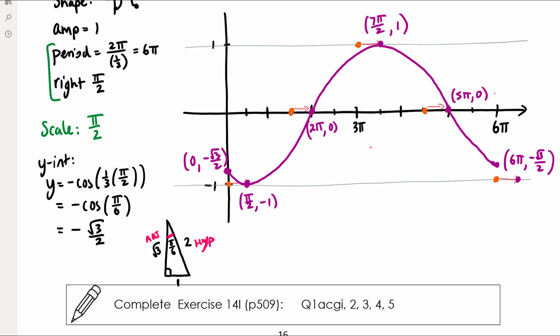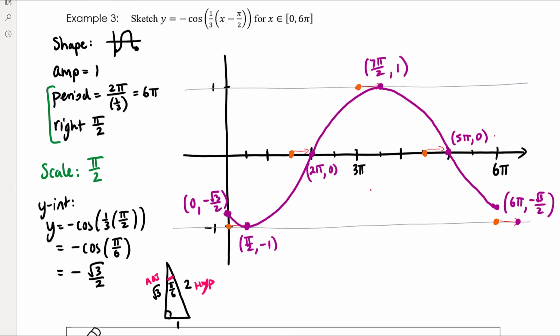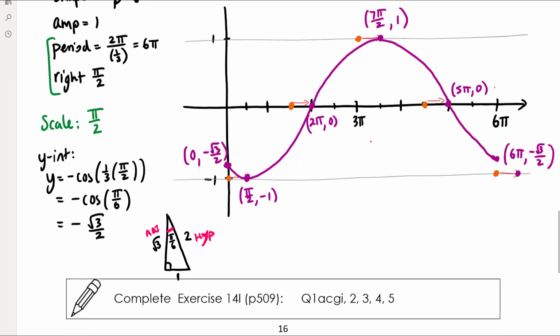Solving a trig equation is not the most fun thing in the world, and so if we can avoid doing it, we want to avoid doing it, and we can avoid doing that simply by thinking through the scale of our x-axis. Okay, and that involves thinking about the period and the horizontal translation. Okay, so exercise 14I is the work for today's lesson.